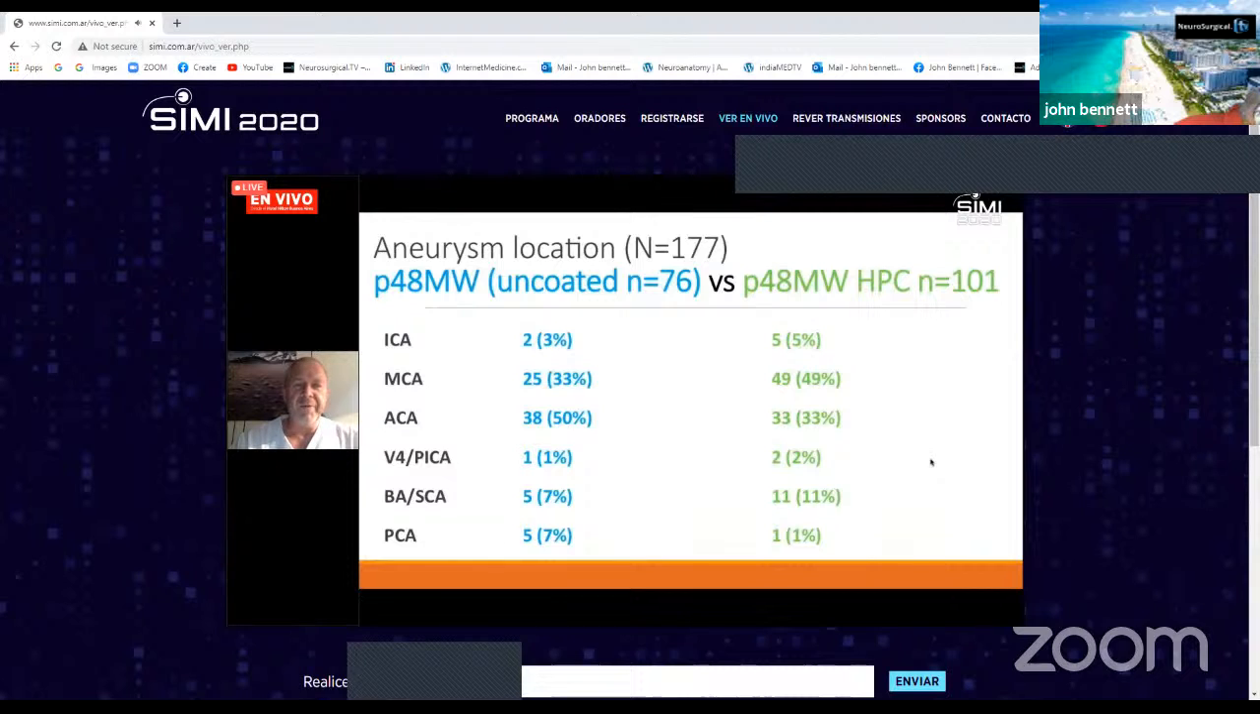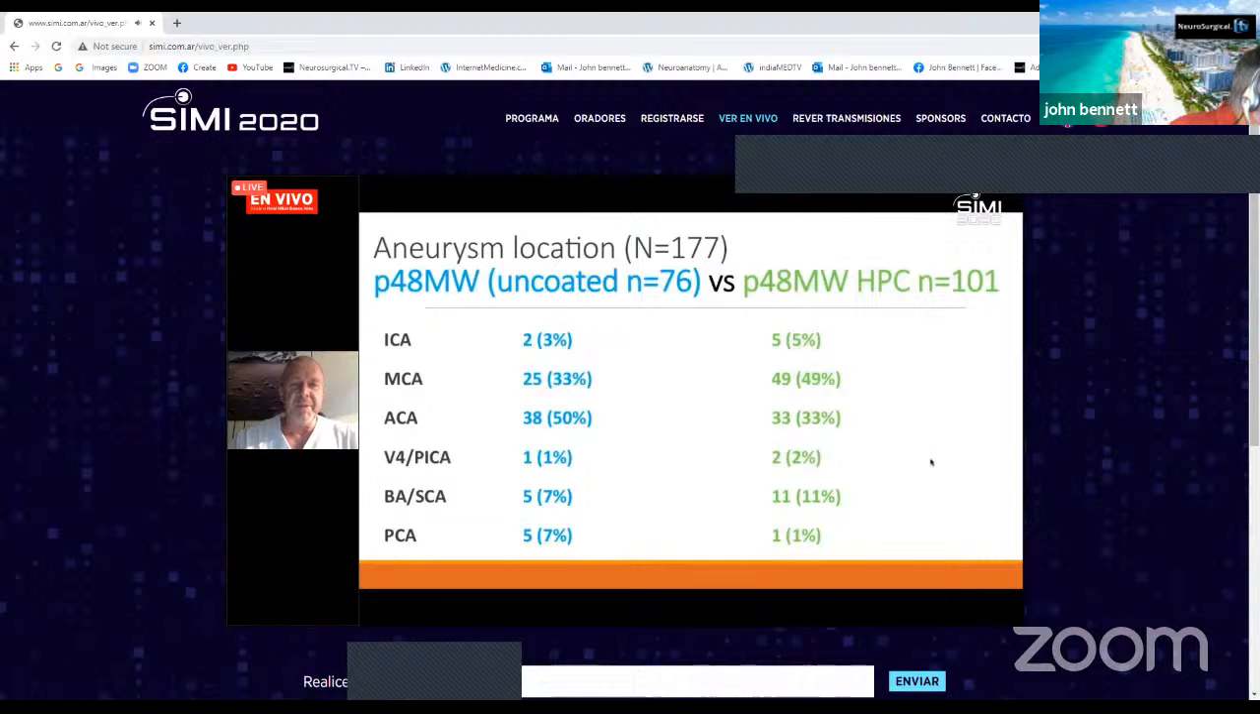In the lower part of this slide, you see the breakdown of the aneurysm locations. So only a few ICA aneurysms have been treated. The reason for this is that the largest physical diameter of the P48 is 3.9 millimeters. It has a nominal diameter of 3 millimeters. It opens physically to 3.9 millimeters, and this is fitting for only very thin internal carotid arteries.